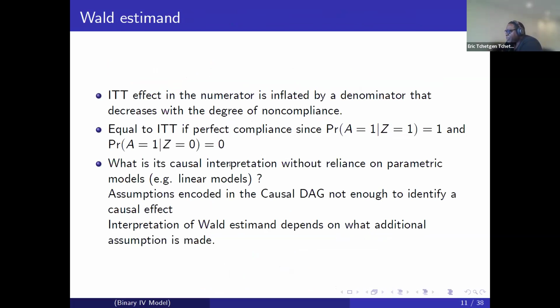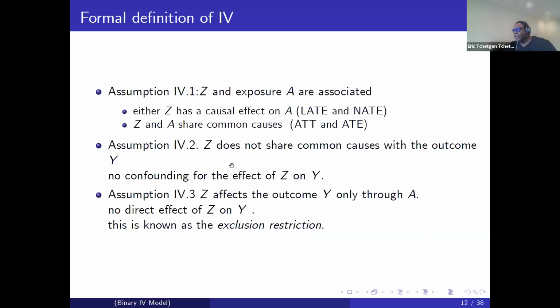And you want to do so without reliance on parametric models, such as assuming that the world is linear and so on. The assumptions encoded in the causal DAG are not enough to identify a causal effect. The interpretation of the Wald estimate depends on what additional assumption you layer on the graph, and that's sort of the topic for today. Before I get into those extra assumptions, let's just reinterpret the DAG.